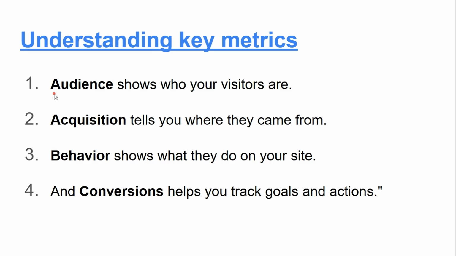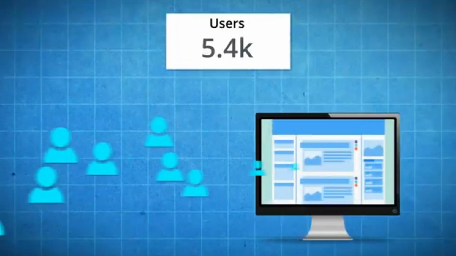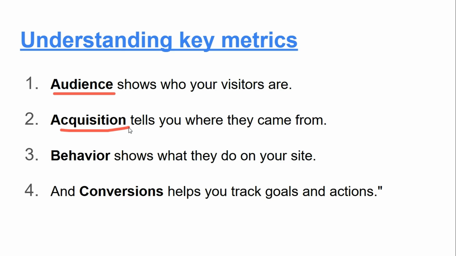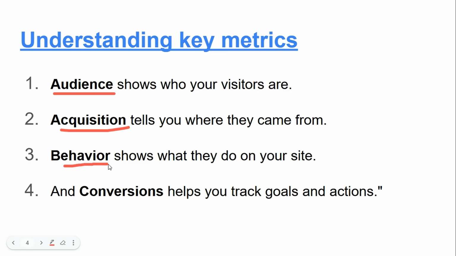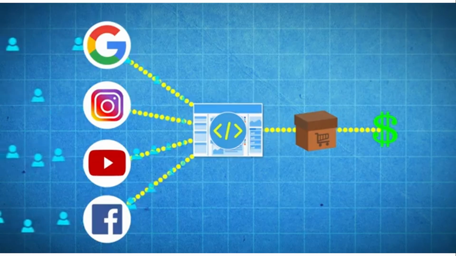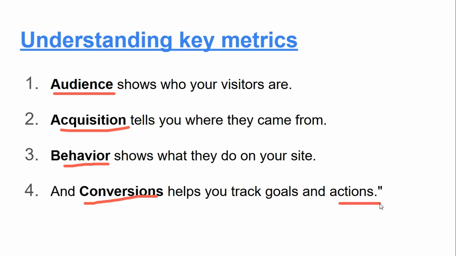Let's break down the key sections. Audience, it shows who your visitors are. Acquisition tells you where they come from. Behavior shows what they do on your site. And conversions helps you track goals and also actions.